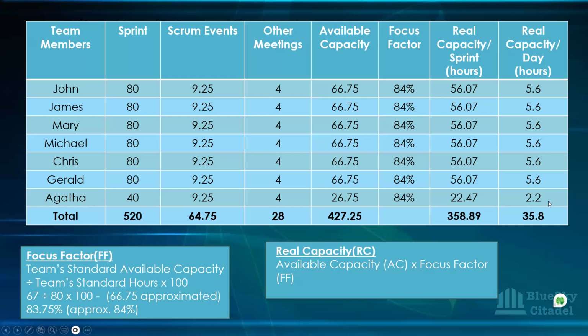And for Agatha, you can see it's quite small. She just has 2 hours to spend with this team. And that's why I say at times it will be, oh, I'm just doing the morning, or I'm doing half of the morning, or I'm just doing the afternoon with your team when we look at it. So this is how you calculate your team's capacity.